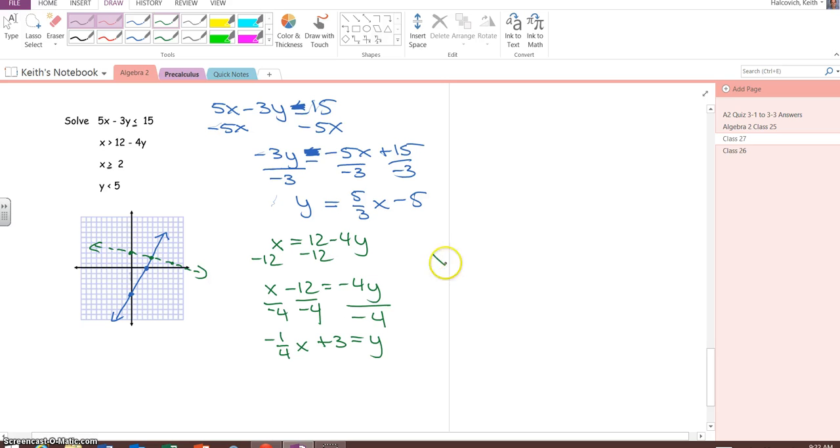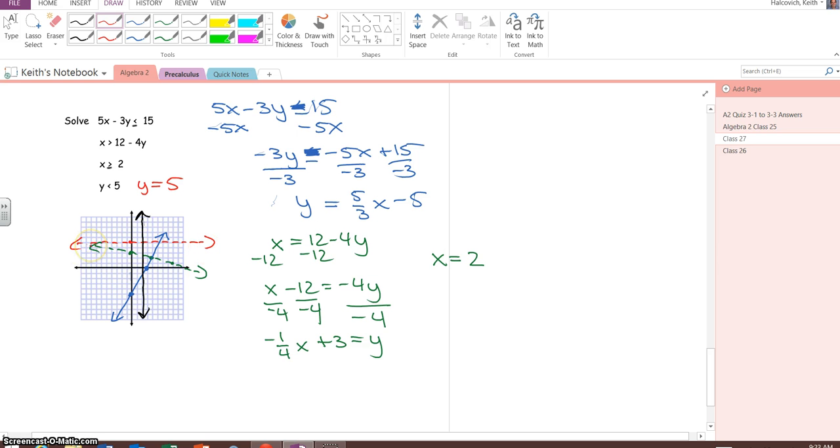So then the next one is just x equals 2. And that is going to be a vertical line. And it's going to be solid because it's equal to. And then the last one, we'll try to do red, is y equals 5. And that's going to be a dotted line. So there's all our lines here.